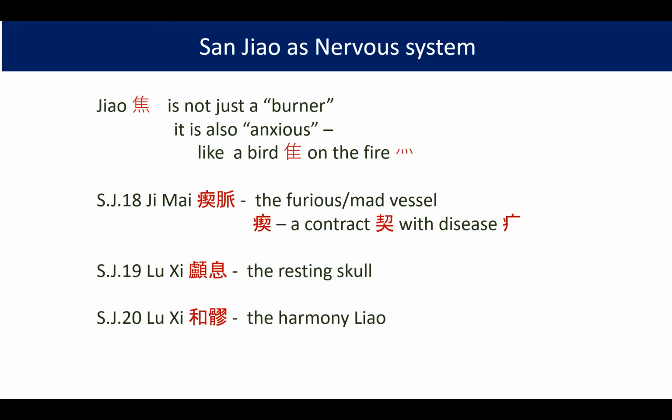Now we're seeing it in some of the point names very clearly. San Jiao 18, for example, is called the furious vessel. San Jiao 19 is called the resting skull. San Jiao 22, I'm sorry, it's wrong, it shouldn't be 20. San Jiao 22.